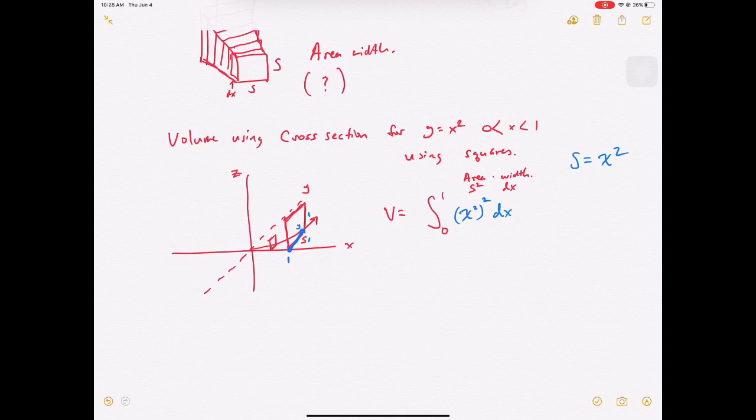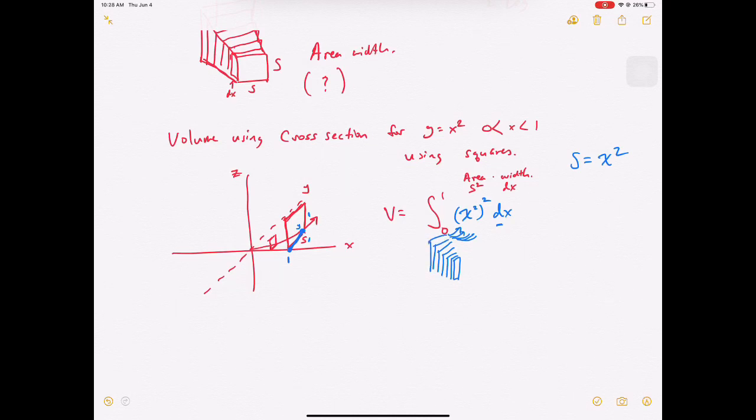What this integral will do is plug in the 0, multiply by a little bit of width, then plug in the next point, like 0.01, then 0.02, then 0.03, and 0.04. And it'll add up all the little squares, and it will then add up the volume together, giving you that full shape.